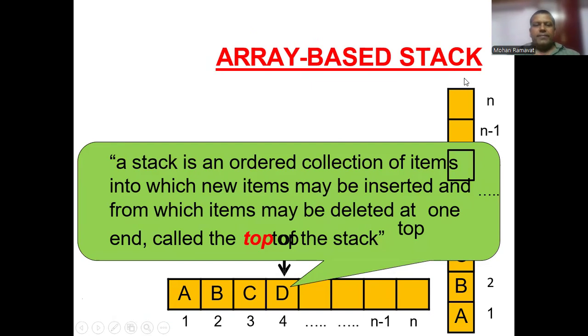Array-based stack: a stack is an ordered collection of items. Already we know the definition, into which new items may be inserted and from which items can be deleted. The index 4 is representing the top of the stack, and 1 is at the bottom. In the figure, you can see that the size of the array is n, so this is the n minus 1th index. Similarly, ABCD, 4 memory locations, are occupied in the stack.